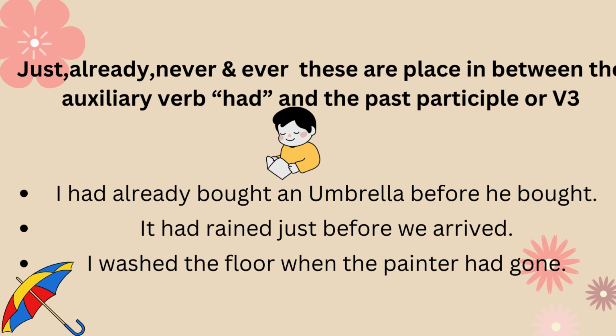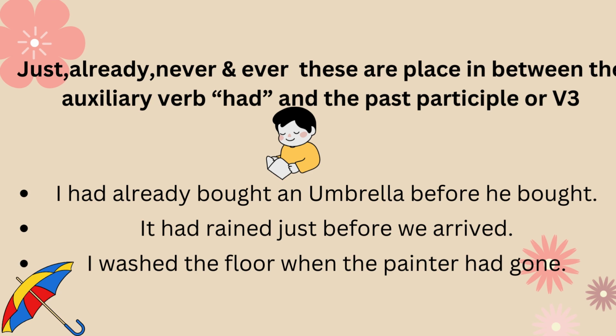First, there is an action. The painter came to the house and painted the floor, and he went home. And after that, I washed the floor. So in this, what is the first action that happened here? The painter painted the floor, but we have not mentioned that in the sentence; we have mentioned the painter had gone. That means the painter went. After the painter went, we washed the floor.